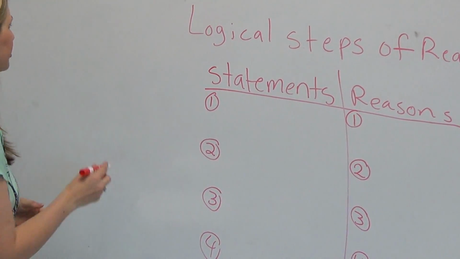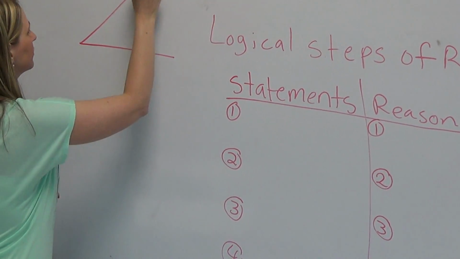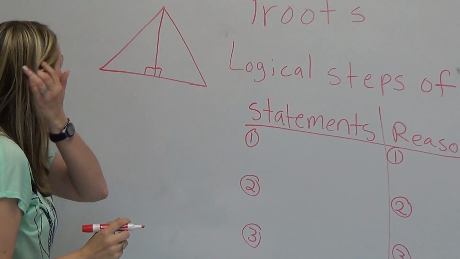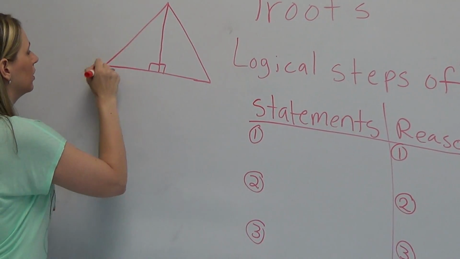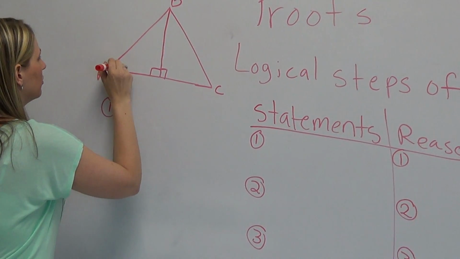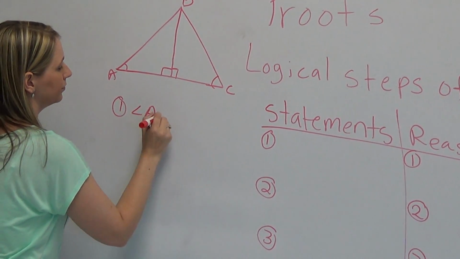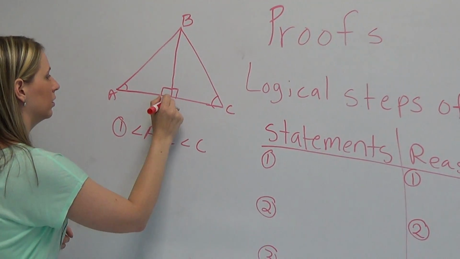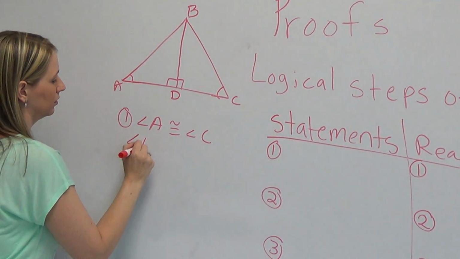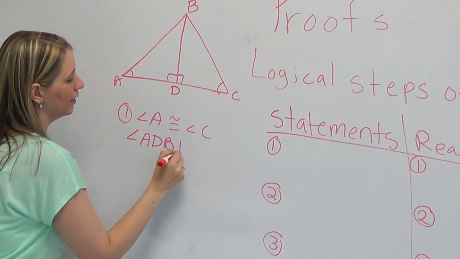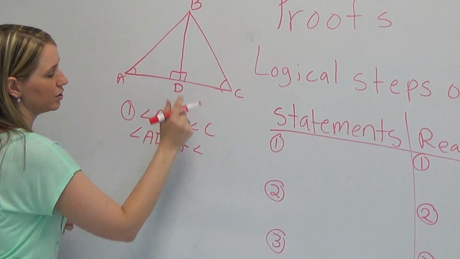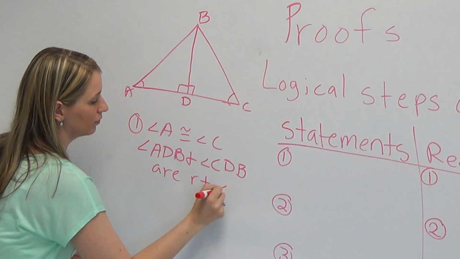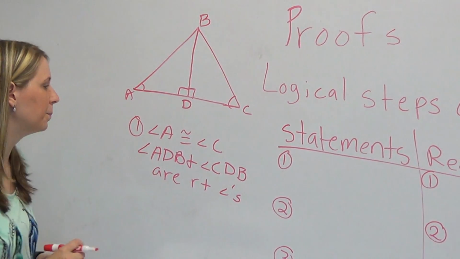Let's say I have a picture that looks like this. And I know automatically that angle A is congruent to angle C. And that angle ADB and angle CDB, which stands for these two angles, are right angles. And that stands for right angles. Okay? So I automatically know.